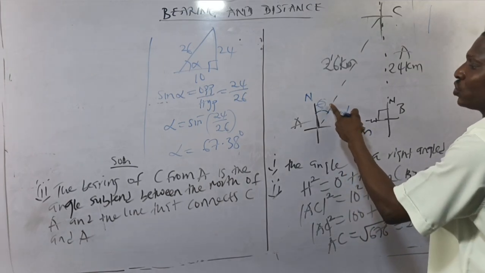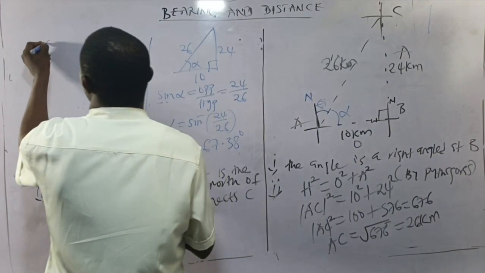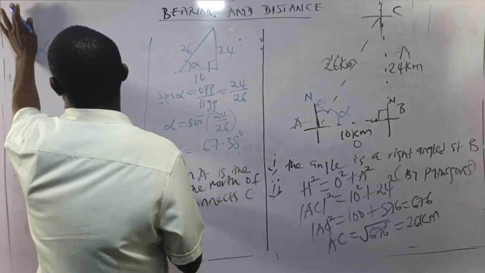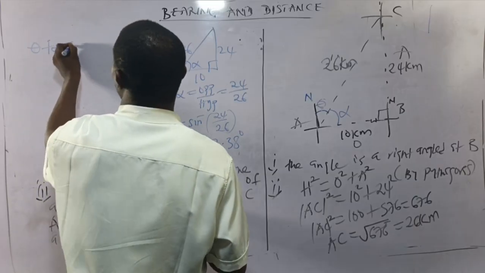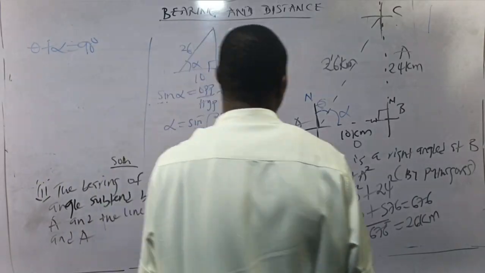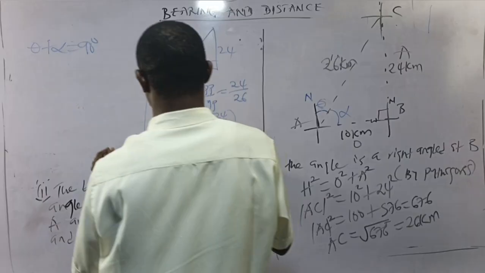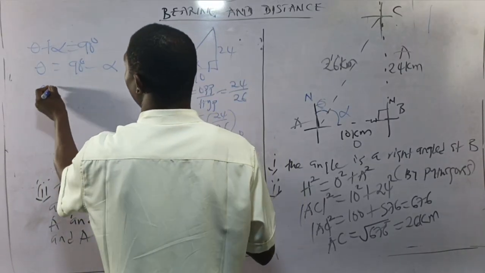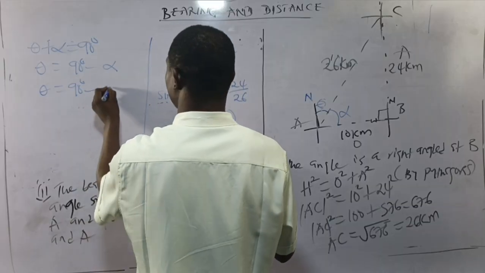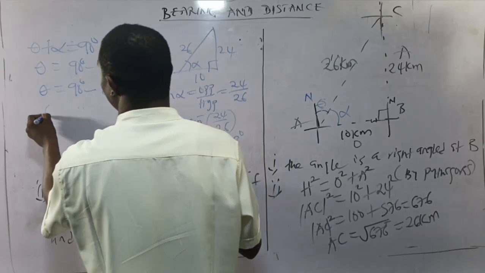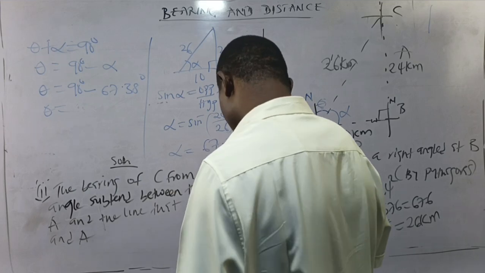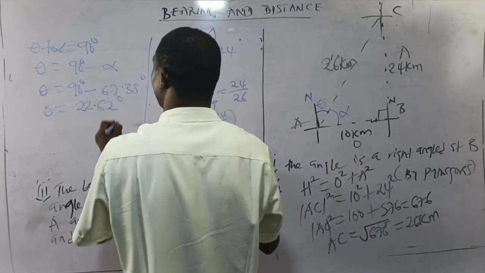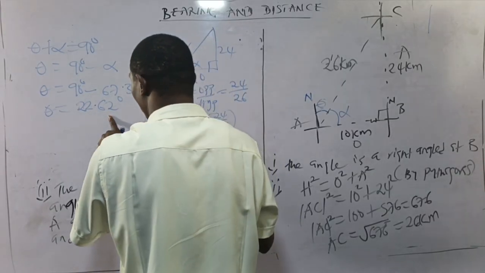But this is the angle here. I need my theta, not alpha. Now you simply write theta plus alpha is equal to 90 degrees, which is the angle between north and east. So theta is equal to 90 degrees minus alpha, which is 90 degrees minus 67.38 degrees, giving me 22.62 degrees. Since this is to 2 decimal places, you make this to 2 decimal places.